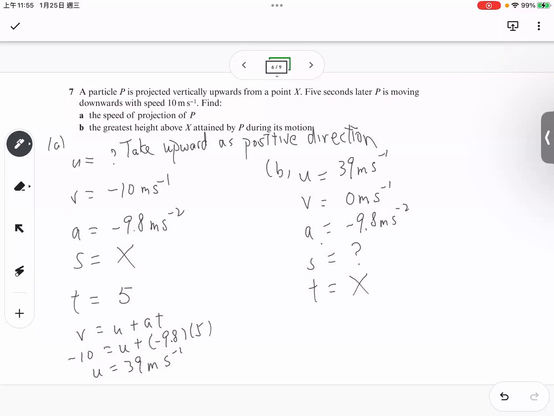So we have U, we have V, we have A, we have S. So we will use V squared minus U squared, which is equal to 2AS. So we plug in the numbers: 0 squared minus 39 squared is equal to 2 times negative 9.8 times S. So the answer is S is equal to 78 meters. So that means the greatest height above X attained by P during its motion is 78 meters.